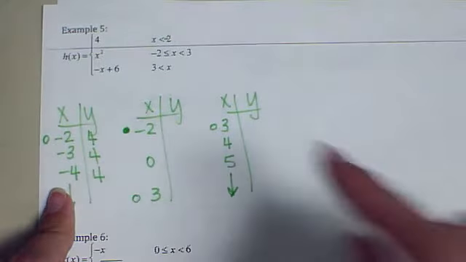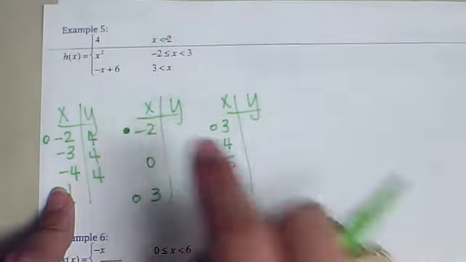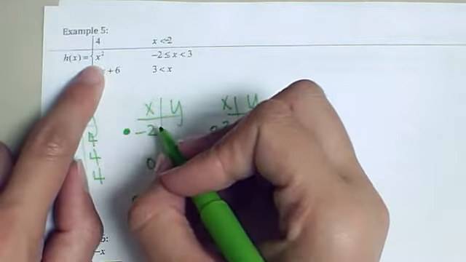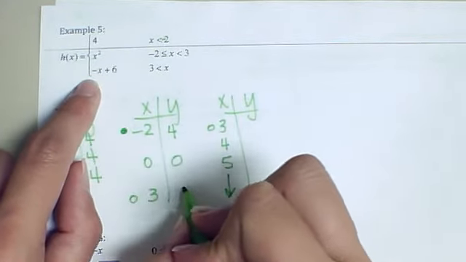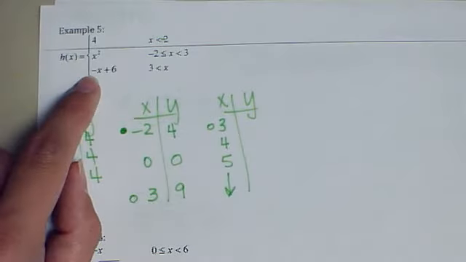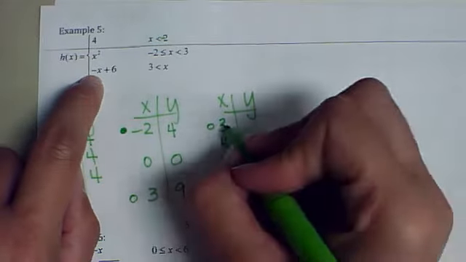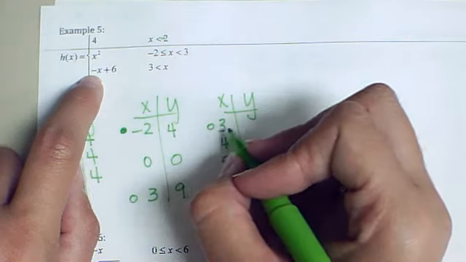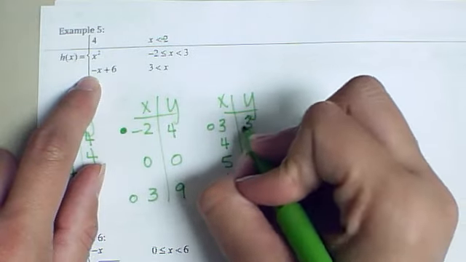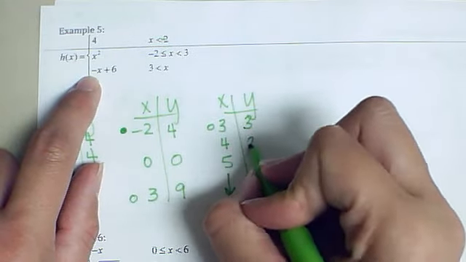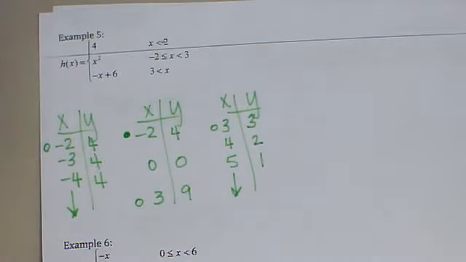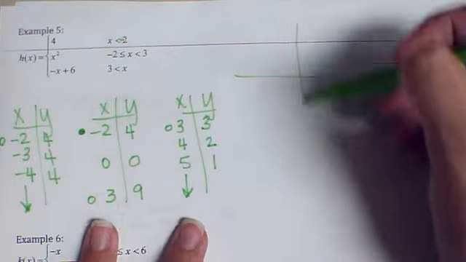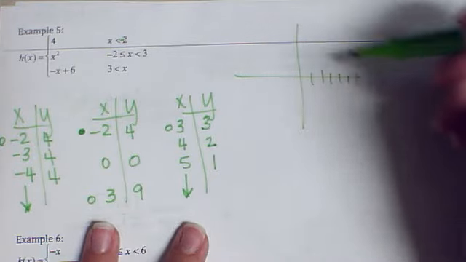So that part's done. The next part, I'm plugging into x squared. So negative 2 into x squared, negative 2 squared is 4. 0 squared is 0. 3 squared is 9. The last part, I'm going to plug into the last piece. 3 goes in for negative x, so negative 3 plus 6 is 3. Negative 4 plus 6 is 2. Negative 5 plus 6 is 1. Okay, I've got my 3 tables. I want to make my graph. And then lastly, of course, I'll double check my domain and range.